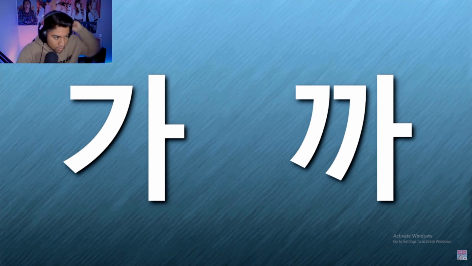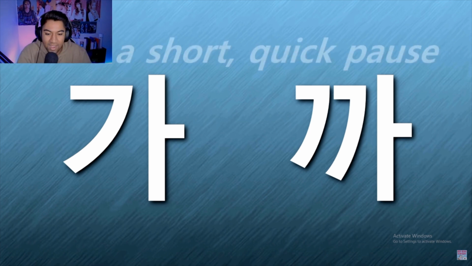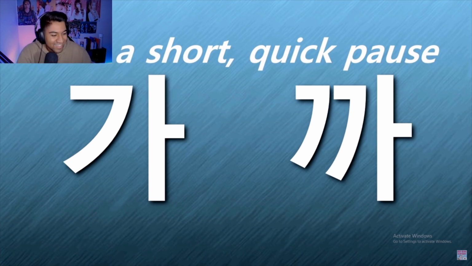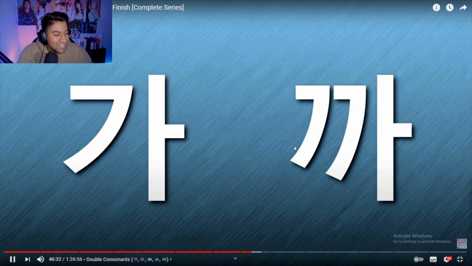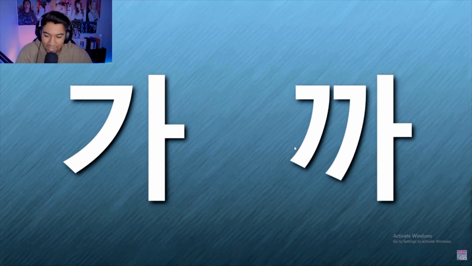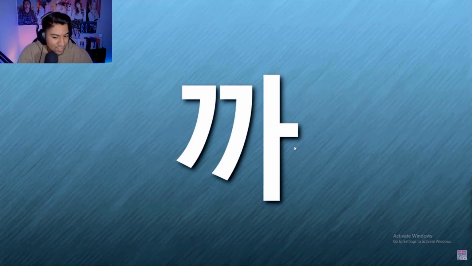It's difficult to tense your voice, but it does take some practice. Take a short, quick pause before pronouncing a double consonant. If you do that, it will naturally make the ka sound tensed. So for the second one, take a short, quick pause before saying it, almost like you're breathing in and waiting. It will sound like this.